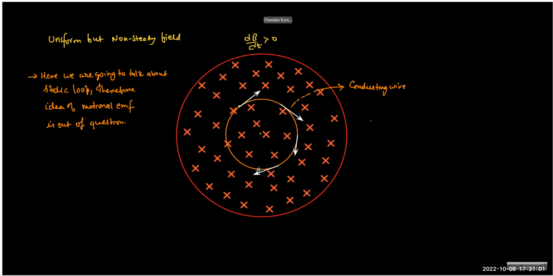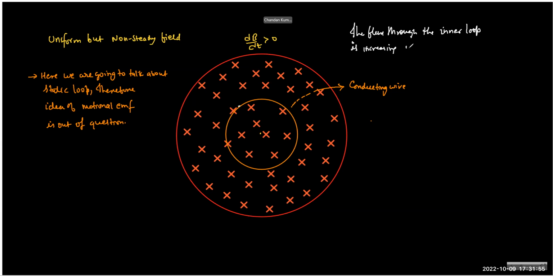Now the question is how the field should be. The direction of field must be as per the direction of current induced, right? So if you apply Faraday's law, you can see, if dB by dt is positive, the flux through the inner loop, the flux within the loop, is increasing with time.